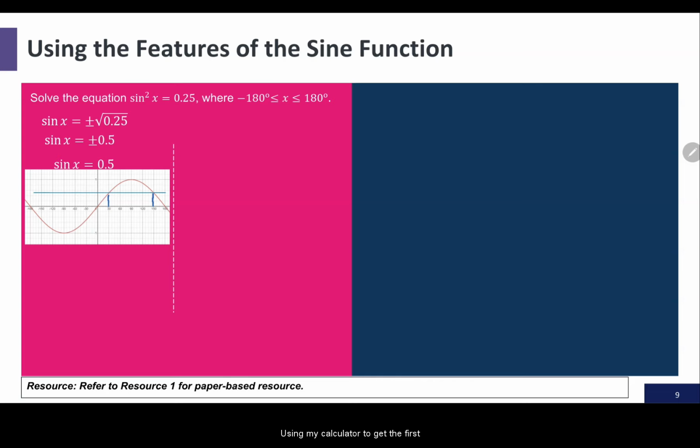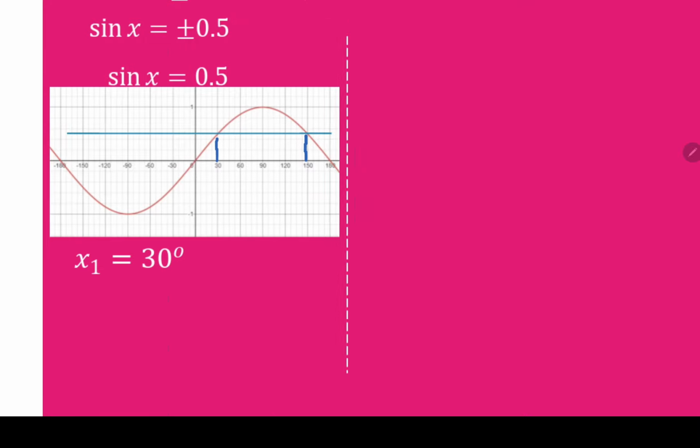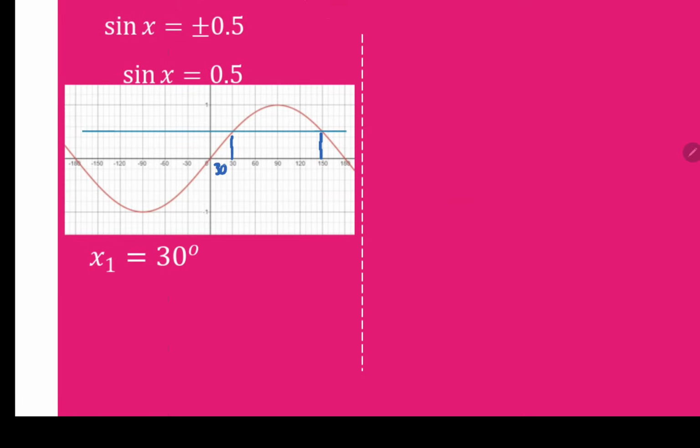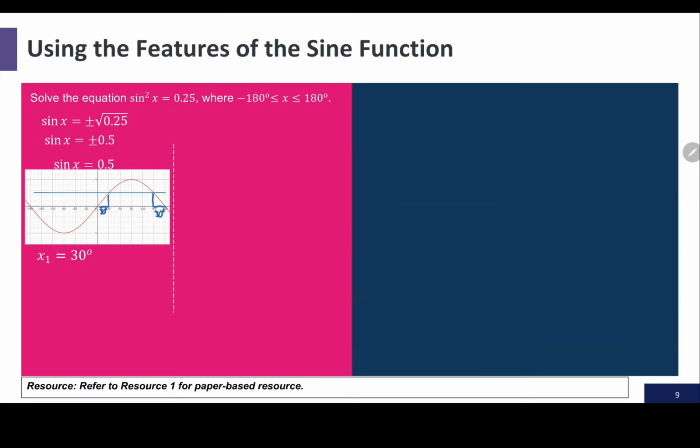Using my calculator to get the first value, inverse sine of 0.5, and the size of this gap is 30 degrees. So the size of this gap will also be 30 degrees. So my second value there is 150 degrees.